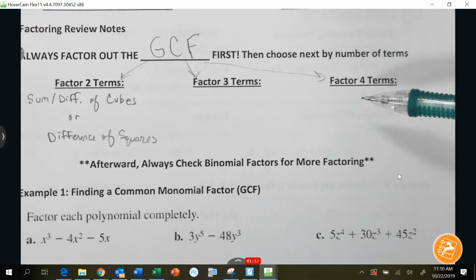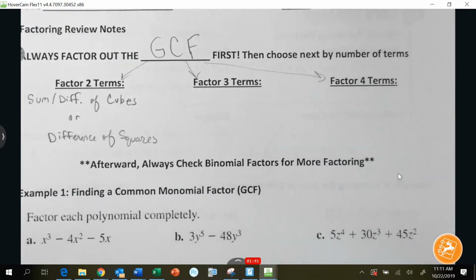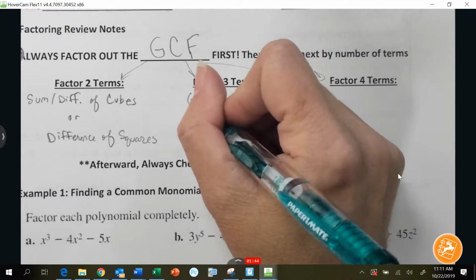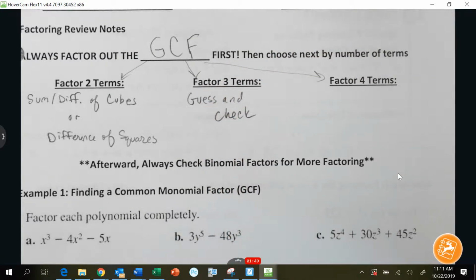If it has three terms, there are different methods that I know different teachers in this school teach. So I'm going to approach it one way. You might know it a different way, and I am okay with you using a different method if your method works. Do you understand? The method that I use for factoring three terms is called guess and check. If you use a different method, you can use that different method. This is the one I use, okay?